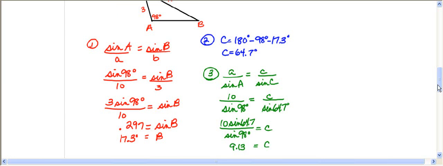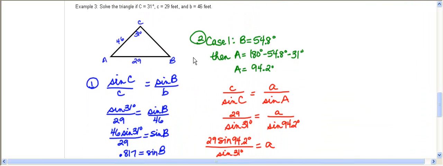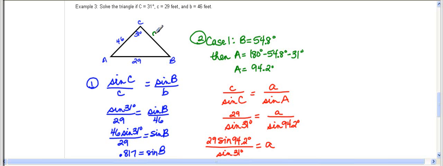So let's look at the last case, where we want to solve a triangle if the angle C is 31 degrees, the opposite side of angle C is 29 feet, and b is 46 feet. So in this particular triangle, we need to find side a and angles A and B.